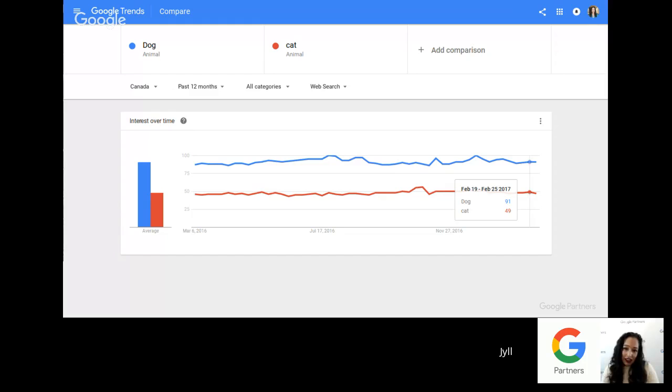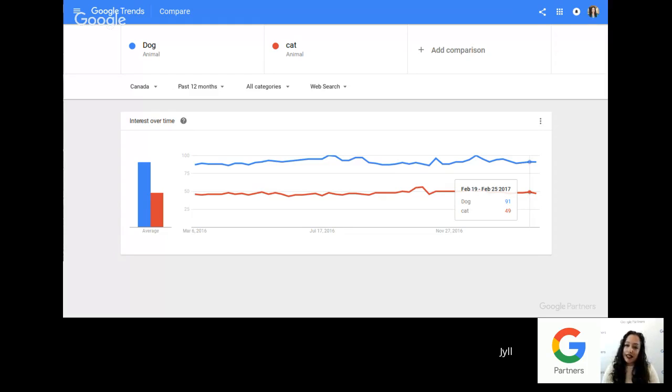The blue line is search interest for dogs and the red line is search interest for cats. You'll notice I'm saying search interest, not searches, and that's an important distinction with Google Trends. This isn't just showing us the number of searches over time for dogs, because if we were to just look at number of searches, most things we looked at would always be increasing because there are more and more and more and more searches happening every day.